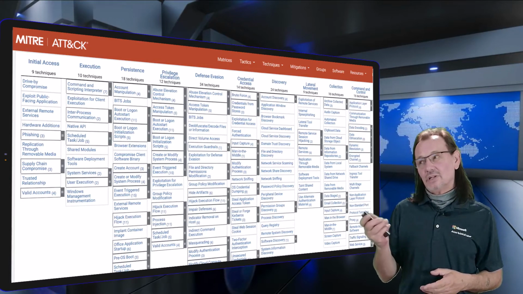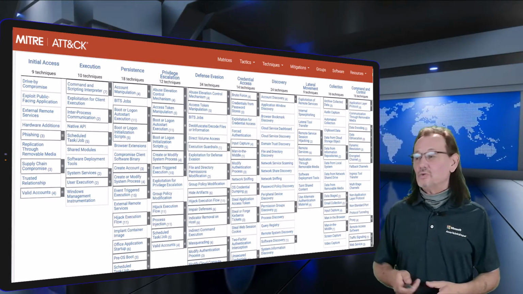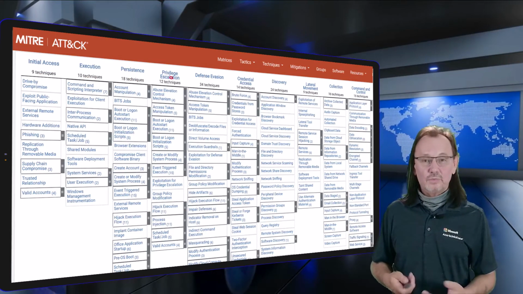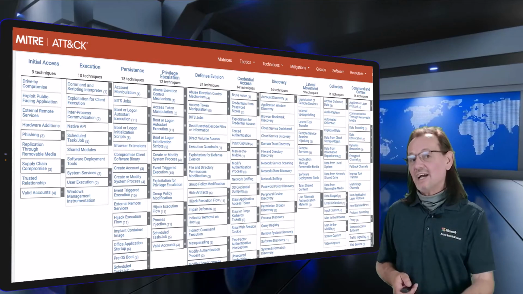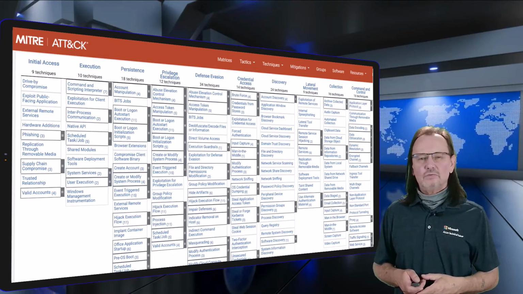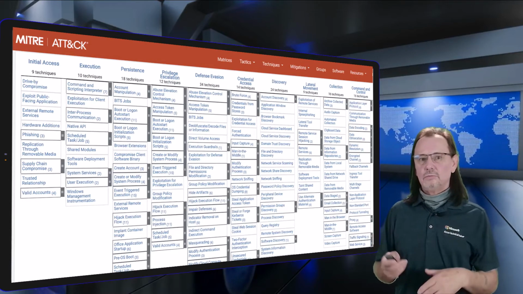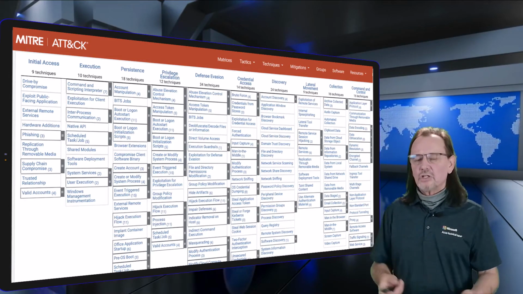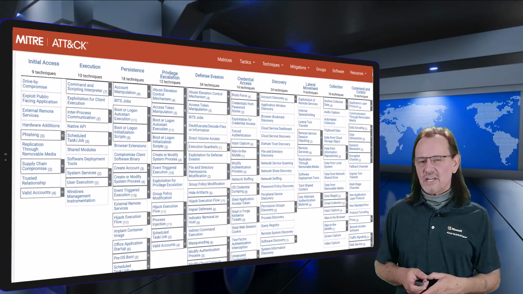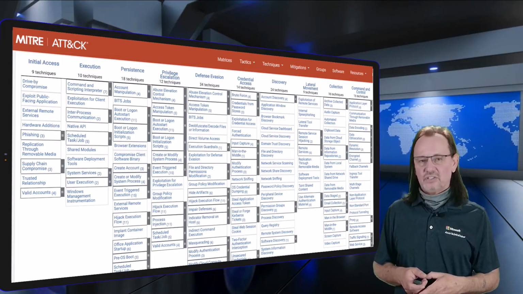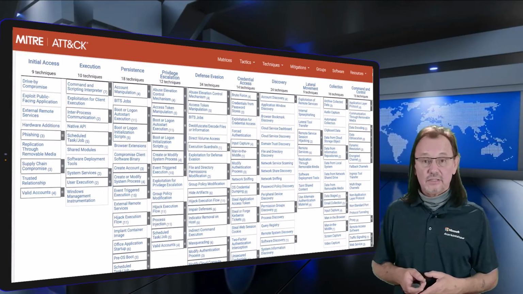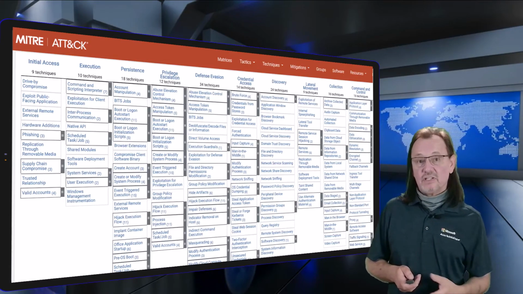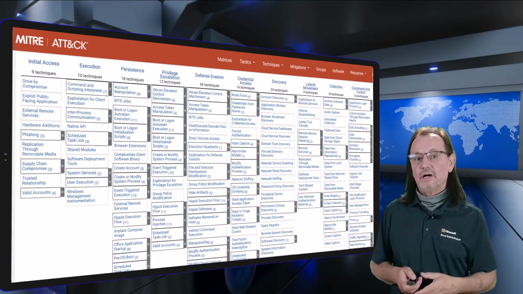MITRE ATT&CK organizes those techniques into a set of tactics and groups to help explain and provide context for these techniques. Each technique includes information that is relevant both to the red team or potential tester, for understanding the nature of how the technique works, and to the defender, to understand the context surrounding events and artifacts generated by techniques in use.